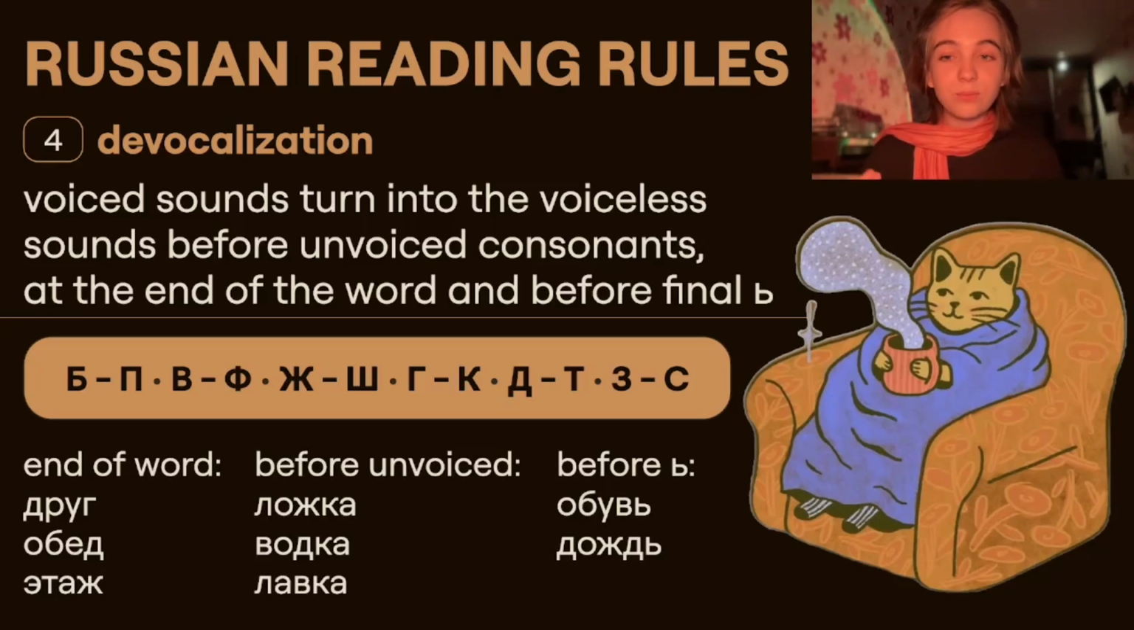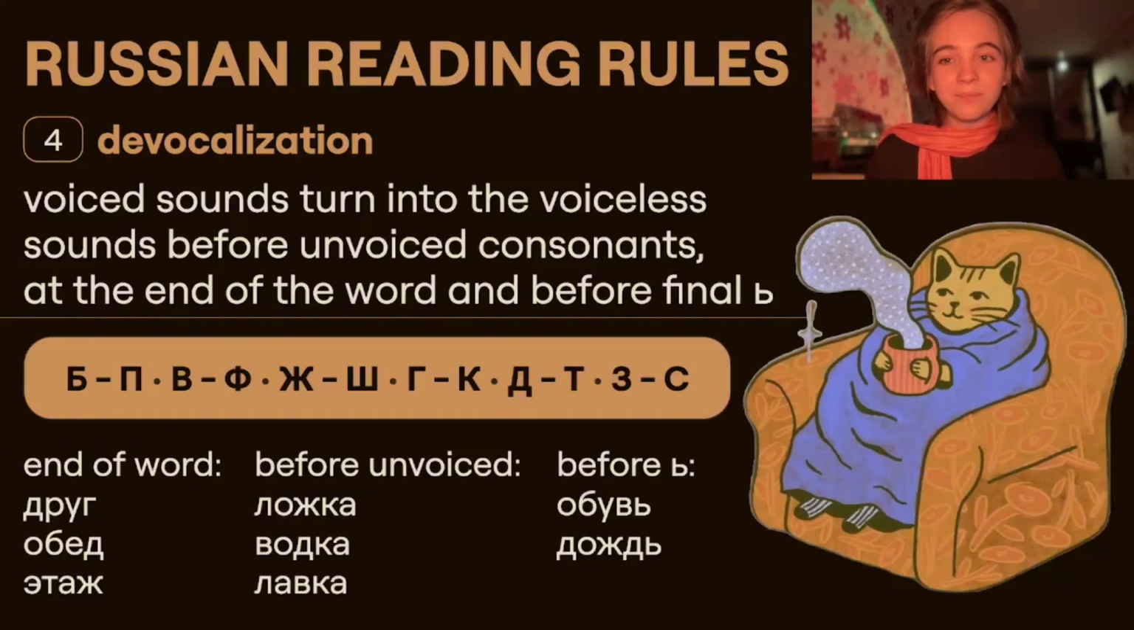As you see, when we pronounce voiced consonants, we can put our hand on our vocal cords and we will feel the vibration: b, v, zh. But when we pronounce the voiceless pair, we're not going to use our vocal cords. It's going to be pretty calm and still: p, f, sh. So the vibration is pretty slight or we don't feel a vibration at all. So, what is devocalization? It's a process when a voiced sound turns into a voiceless sound before another unvoiced consonant or at the end of the word or before a soft sign. Let's look at the examples.